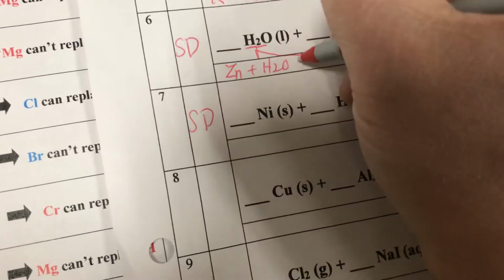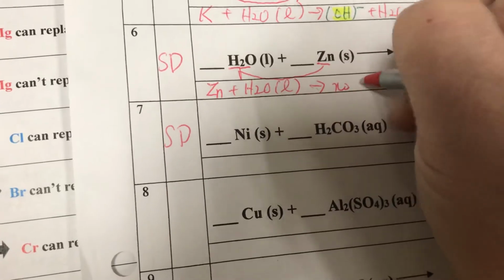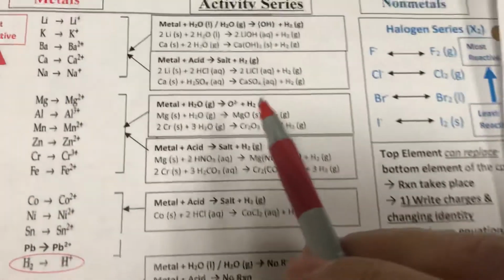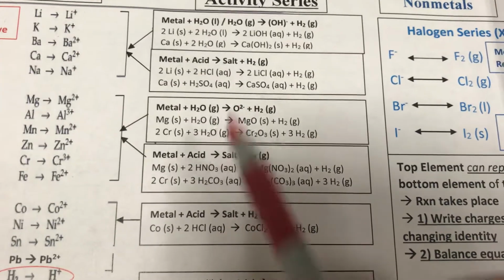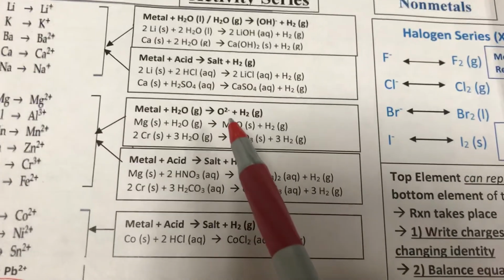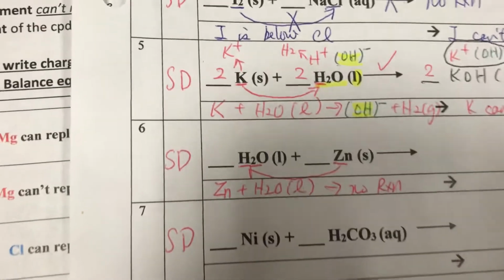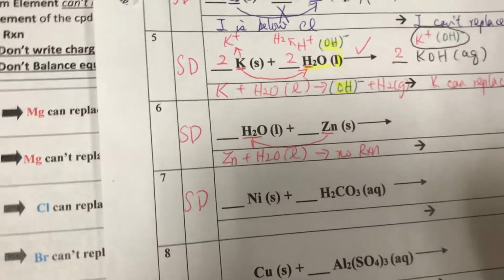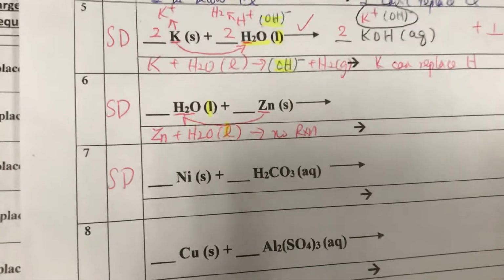So I'm gonna write zinc plus H2O liquid. It's actually no reaction. Now this one, you will not find it from here. You did not find that zinc has a reaction with water. If you did not find it here, that means no reaction. If there's a reaction, it will tell you. If you don't find it, that means no reaction. So zinc plus H2O liquid will be no reaction. I'm gonna highlight the liquid.